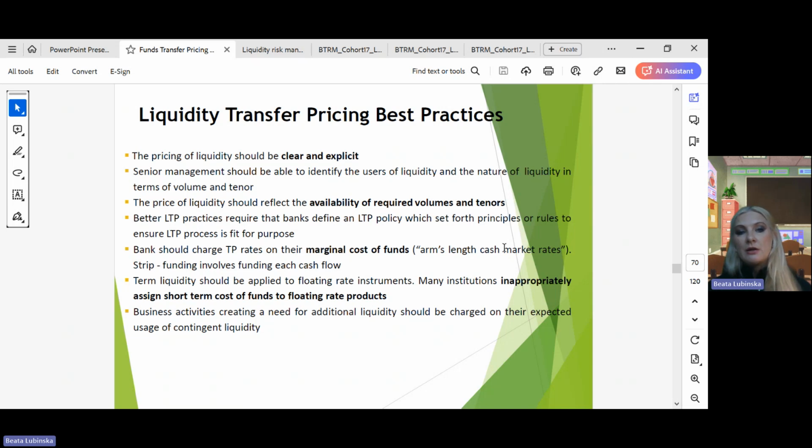So it shouldn't be a black box exercise where no one knows how Treasury or ALM is setting up those methodologies. It should be socialized to the stakeholders in meetings, and everyone should be aware of any changes, which are clearly communicated to the business units. The second one is that senior management should be able to identify the users of liquidity and the nature of liquidity in terms of volume and tenor.